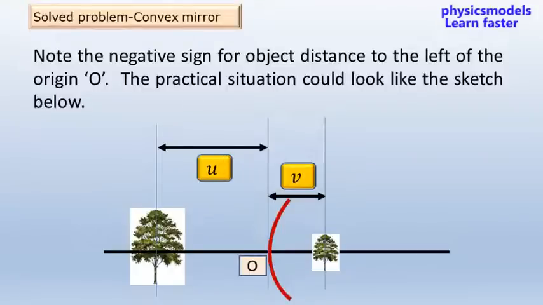This final slide just shows what we have done so far. We have found the answer of the object distance with a negative sign on the left hand side of the origin. The image distance with a positive sign is on the right side of the origin.